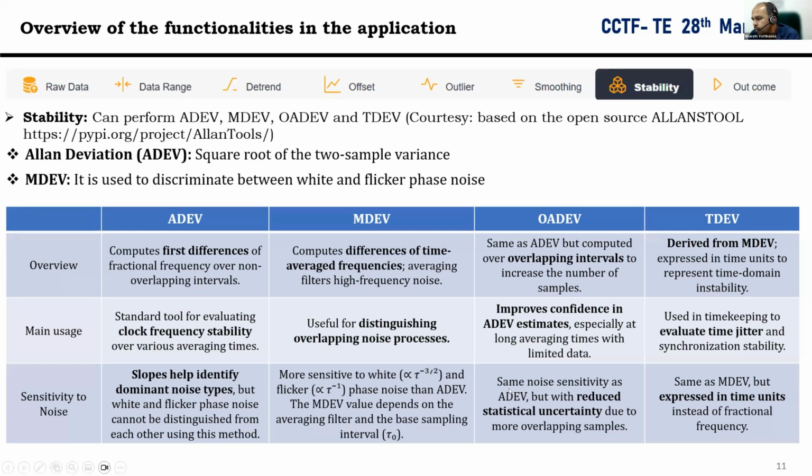When we see overlapping Allan deviation, it increases the statistical confidence as it overlaps the data. So with more overlapping, we get a better confidence interval, and we can have more confidence in the data set. And TDEV is the same as MDEV, but expressed in time units instead of fractional frequency offset.